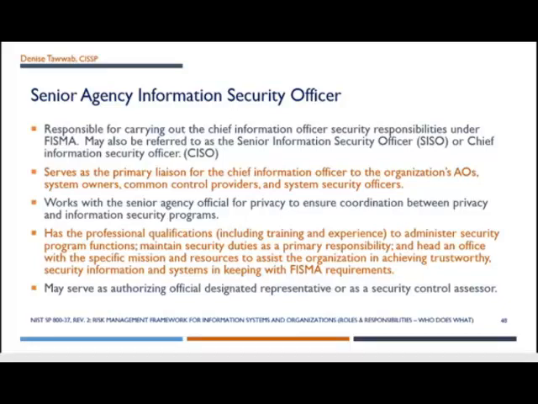The Chief Information Security Officer works with the senior agency official for privacy to ensure coordination between security and privacy programs. They have the professional qualifications, including training and experience, to administer security program functions, maintain security duties as a primary responsibility, and head an office with a specific mission and resources to assist the organization in achieving trustworthy security information and systems in keeping with FISMA requirements. The Chief Information Security Officer may serve as an authorizing official designated representative or as a security control assessor.